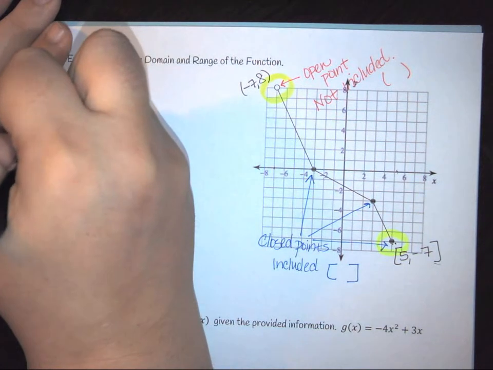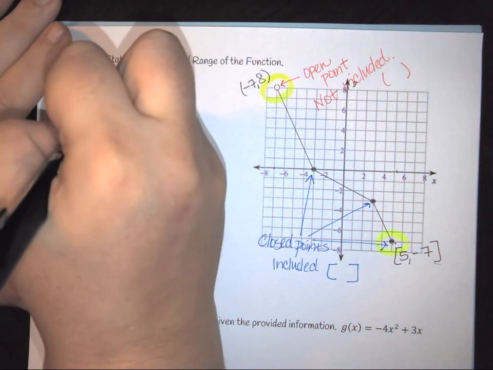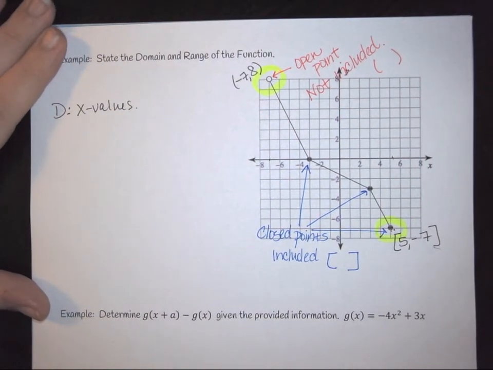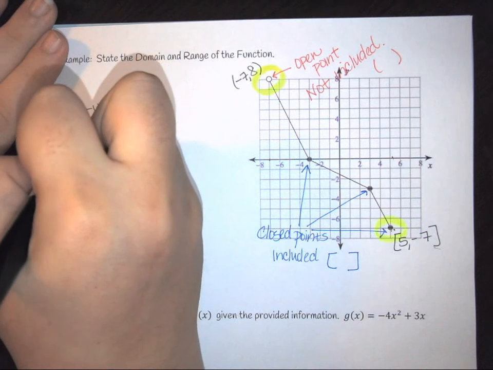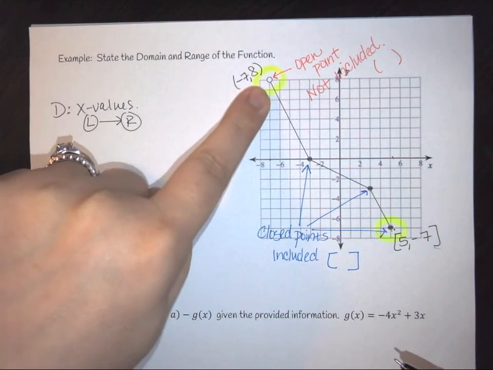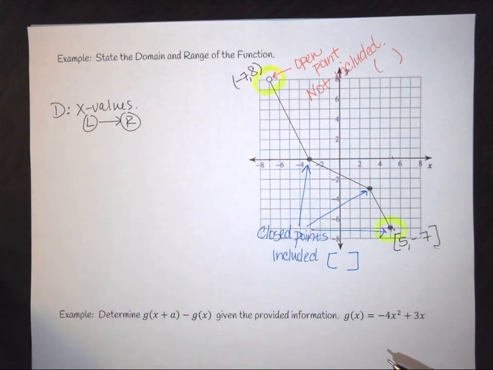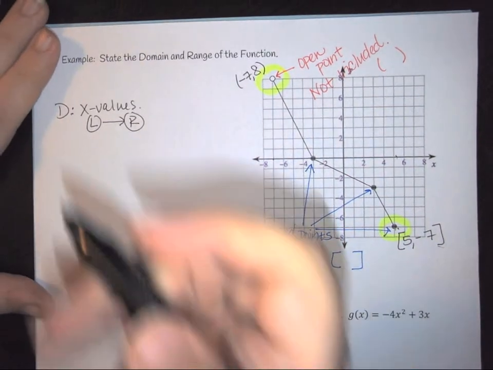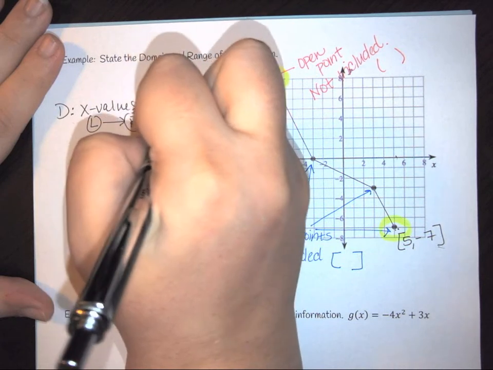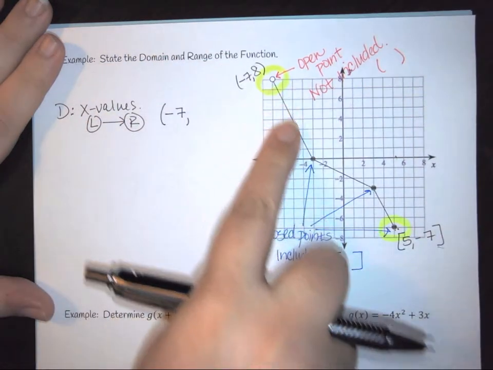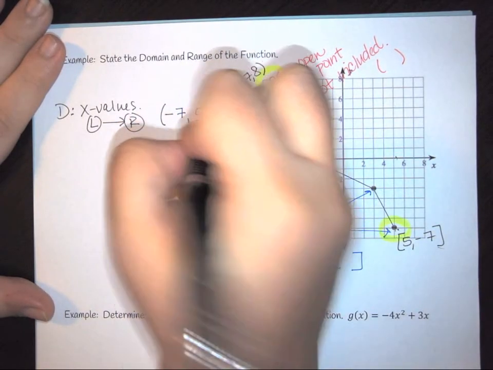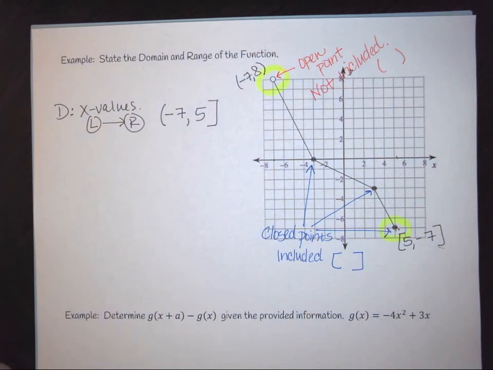So domain, x values. We need to start from the smallest, most negative. You are always going to move from left to right. So when we're looking, my non-included point is the furthest to the left, so we have to start there. My domain here is going to have parenthesis -7, and it's going to travel all the way along until we get here at 5. 5 with a bracket. And that is the domain interval for this graph.